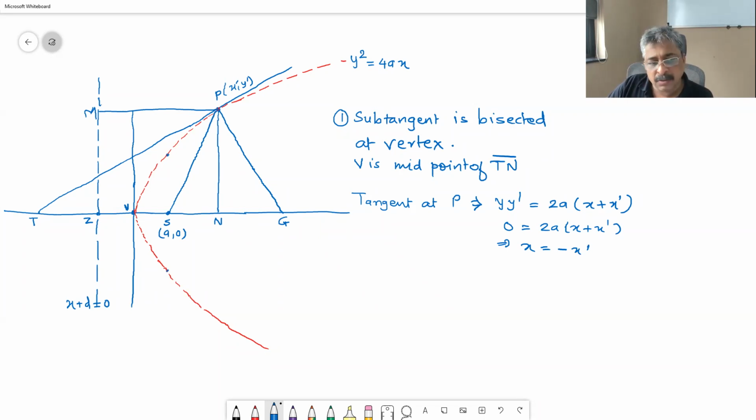And hence, the origin is the midpoint. Therefore, V is the midpoint of TN, because N is (x', 0), and T is (opposite of x', 0). Understood?